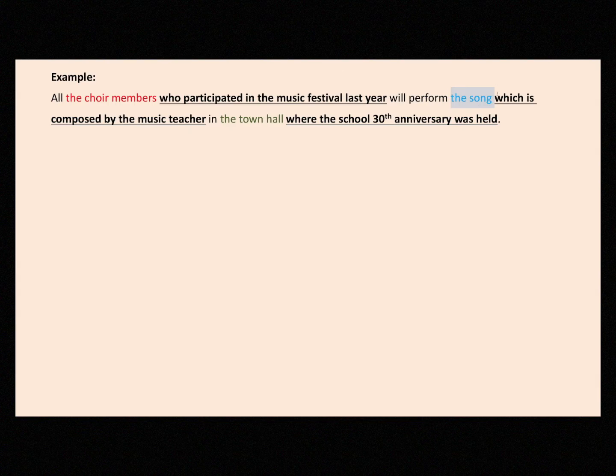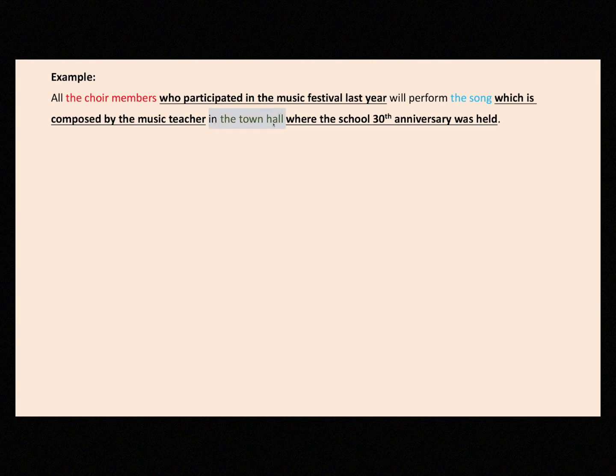They will perform a song. Which song? A song which is composed by the music teacher. Now we are describing a song using which is composed by the music teacher. Because the song is a thing, we use which to talk about the thing. We use which to talk about the song. It is the song which is composed by the music teacher, and in the town hall.